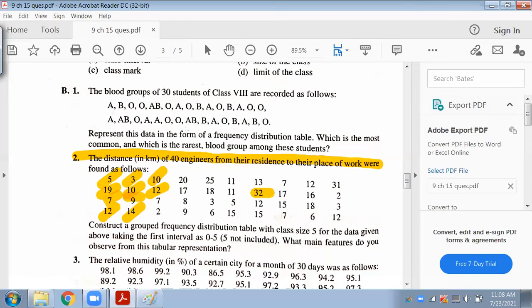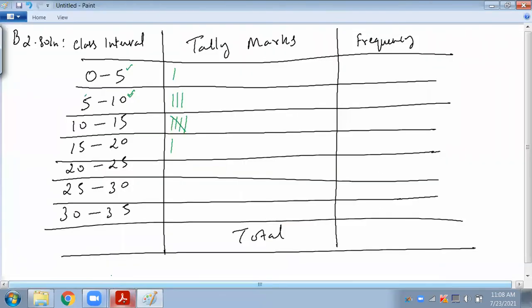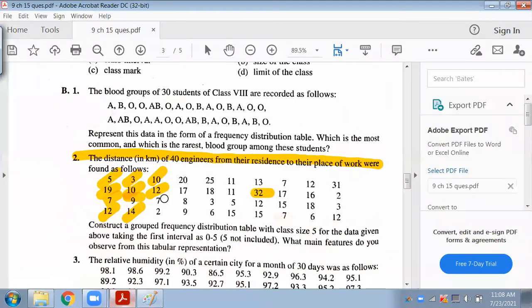But the fifth one, we'll just cross it like that. I told you before also. Then next one, 7. So 7 is where? In between 5 to 10. So put it there. Then next is 2. So put it.